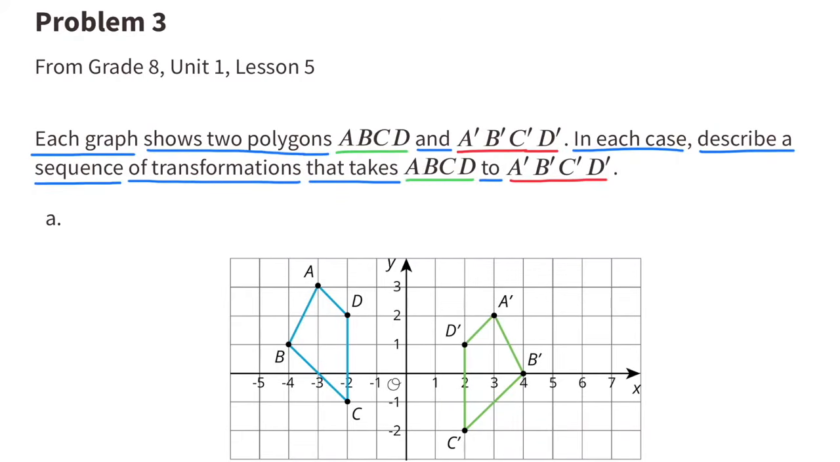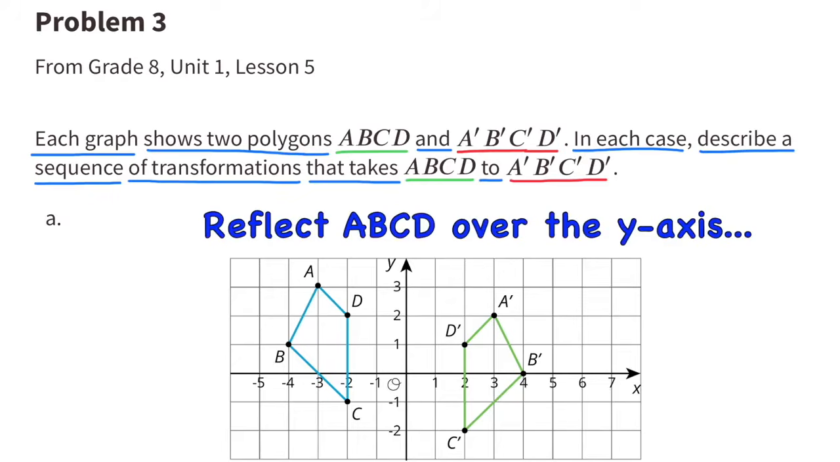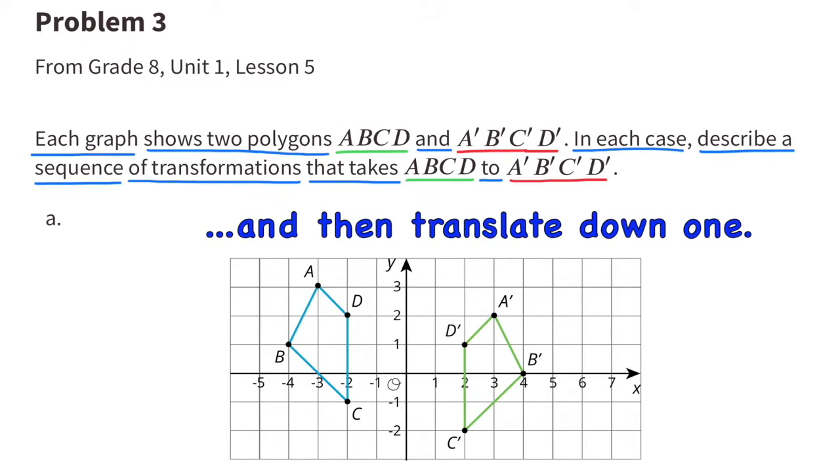Number 3. Each graph shows 2 polygons, ABCD and A', B', C', and D'. In each case, describe a sequence of transformations that takes A, B, C, D to A', B', C', D'. To get from the first polygon to the second polygon, I would reflect ABCD over the y-axis and then translate down 1.